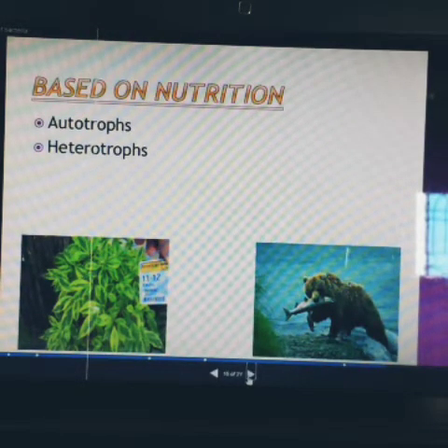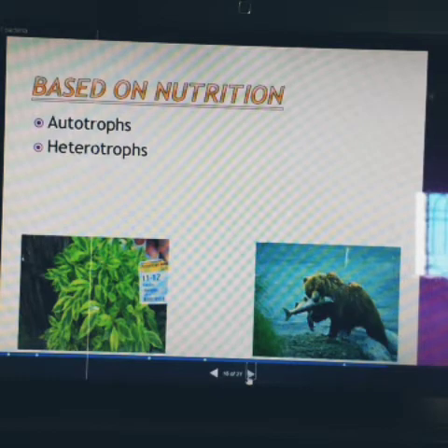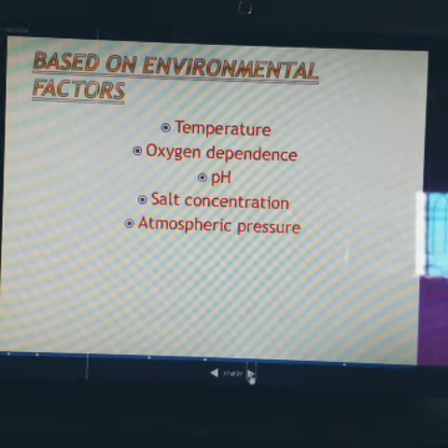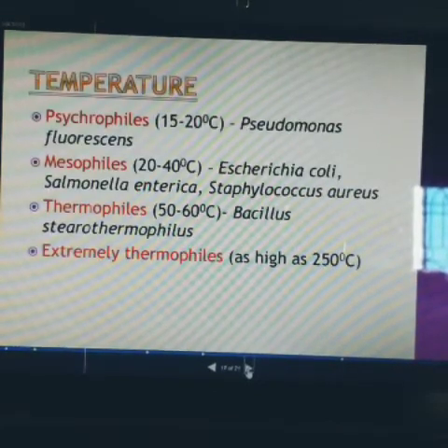Some bacteria cannot prepare their own food material. They always depend on other organisms in the body. That type of bacteria is called heterotrophic bacteria. So we must observe this. And the next one, temperature.